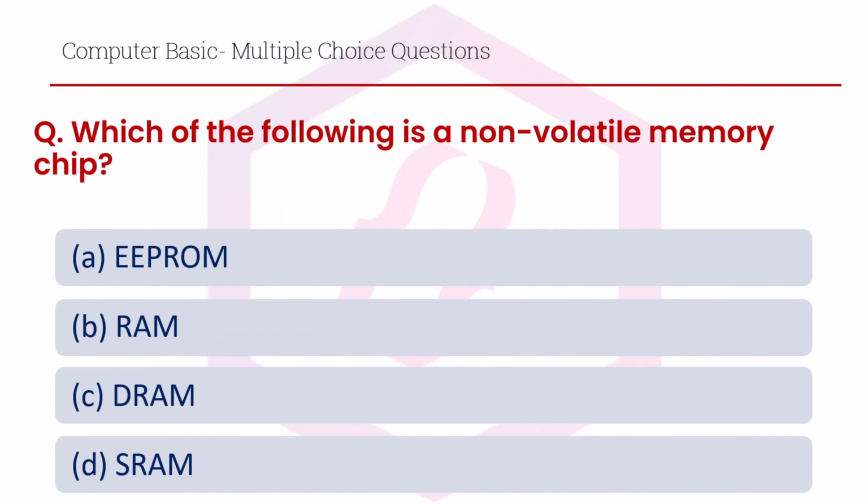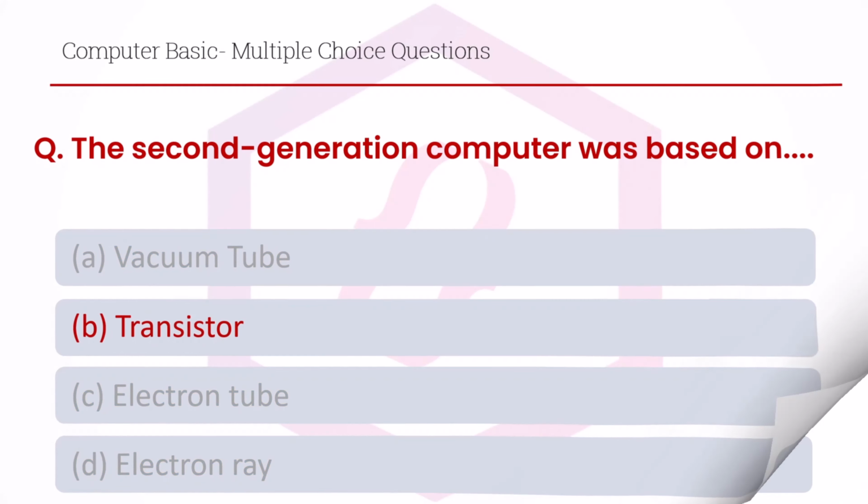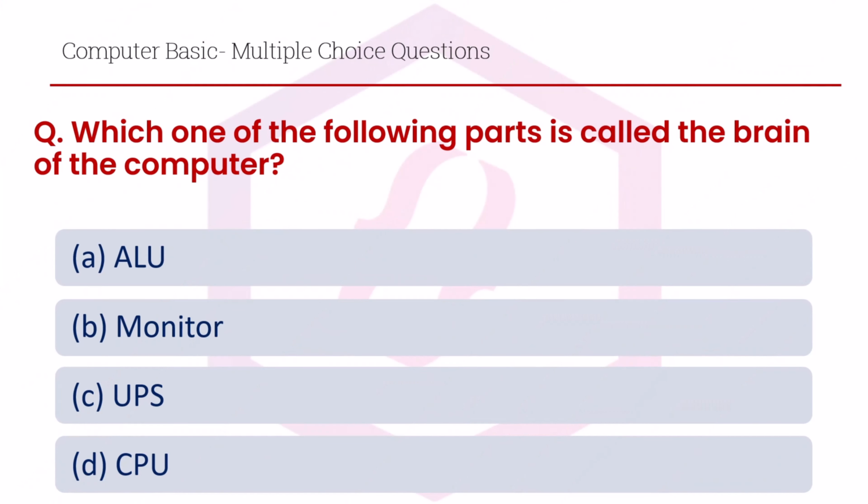The second generation computer was based on options are vacuum tube, transistor, electron tube, electron ray. And the correct answer is option B, transistor. Which of the following parts is called the brain of the computer? Options are ALU, monitor, UPS, CPU. And the correct answer is option D, CPU.